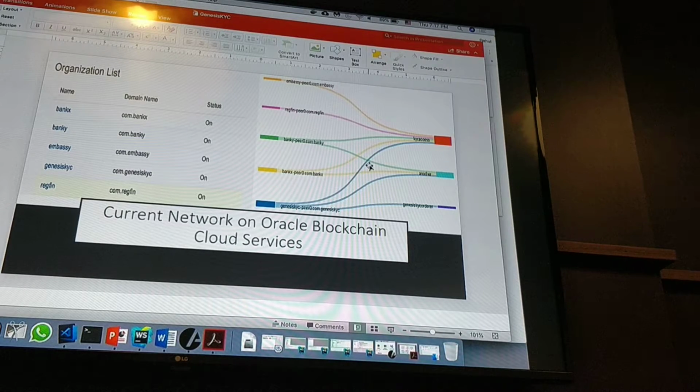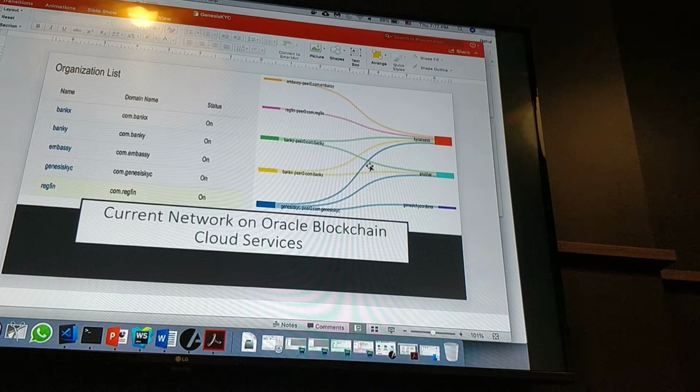LevelDB is a very basic database with key and value pairs. You cannot run complex queries, while CouchDB will allow you to run complex queries. So for POC purposes, I am just using LevelDB. But if you want to create a real-life application, you must use CouchDB. And while creating a network, there is an option to specify which type of database you want to use.